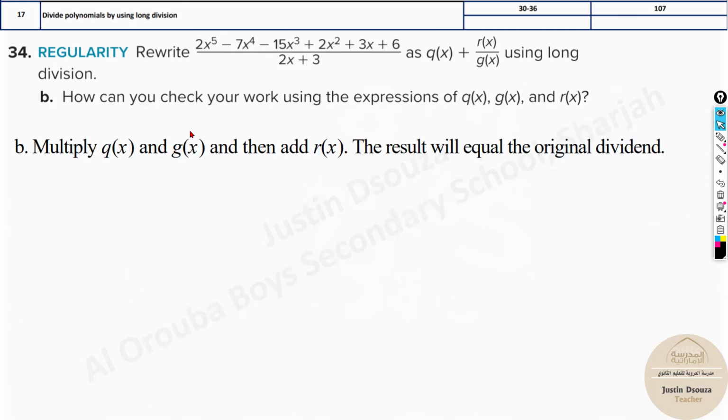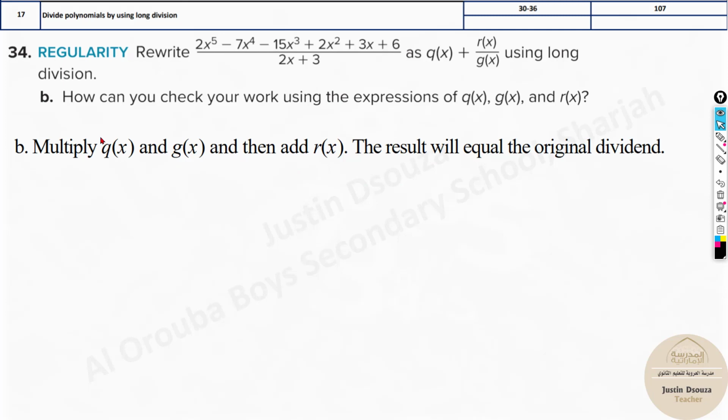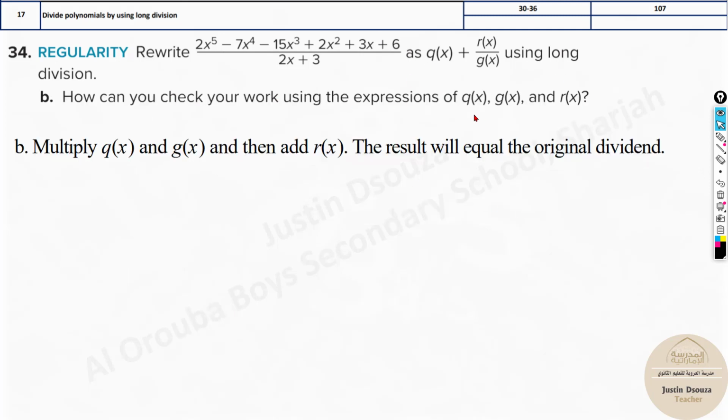And what else over here again? See, please make sure. Okay, what did they ask? Check your work. Okay, you need to check about this. So how would you do it? Basically, if you start multiplying all this, you will get the question only. But that's just a onerous task. Most probably, they just ask you the divisor. Now we identify this. Q of x is quotient, R of x is remainder, G of x is divisor. That's it.